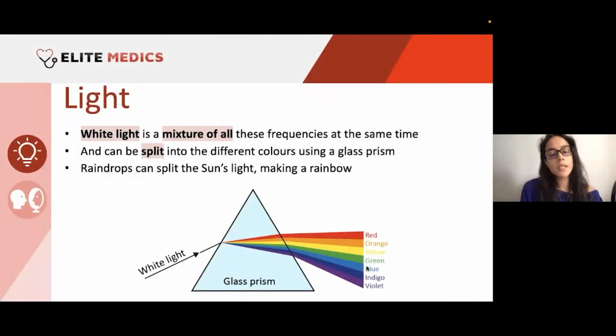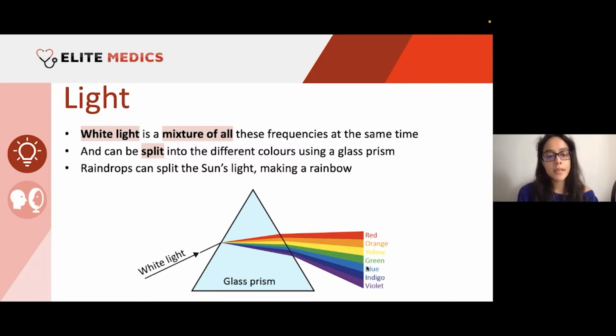Okay, so we've said that white light is emitted from the sun or lights in our house, and it's a mixture of all these different types of light. Okay, so they've all got different frequencies: red, orange, yellow, green, blue, indigo, and violet. All of these make up what we call white light.